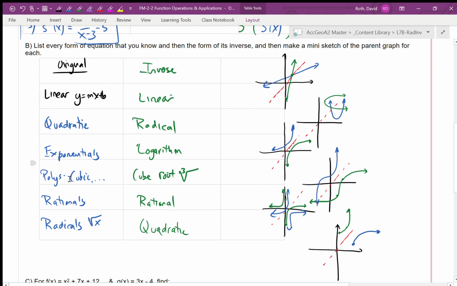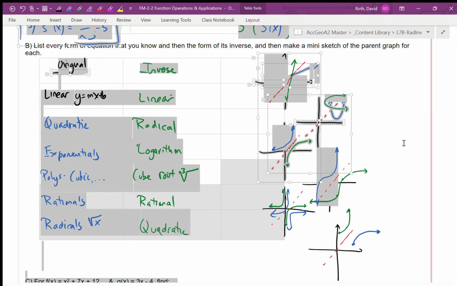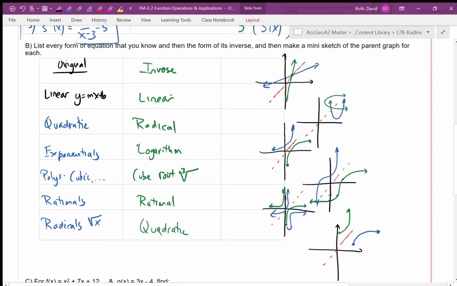Likewise, we just did polynomials and cubic. So we get an S-shaped curve, and you flip it over the line y equals x, and it became the green cube root function. We just did those recently. Rationals, another rational, and radical, of course, the quadratic. So this is just summarizing the look and feel. Notice every one of these is a reflection across the line y equals x.